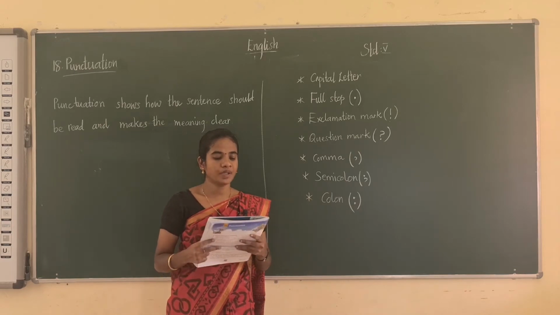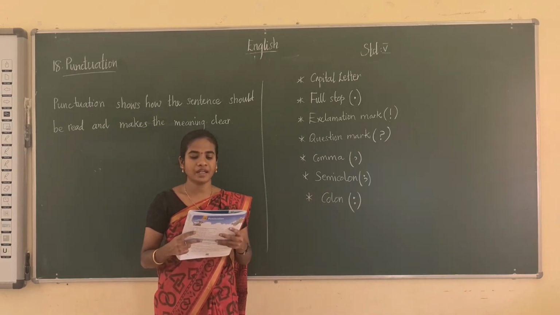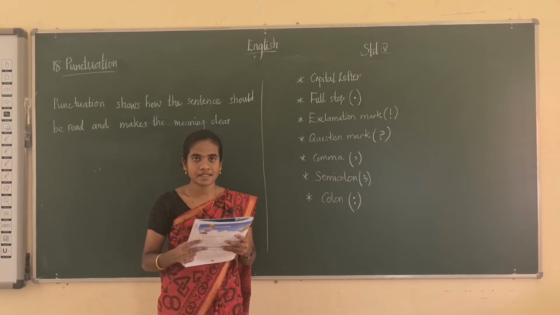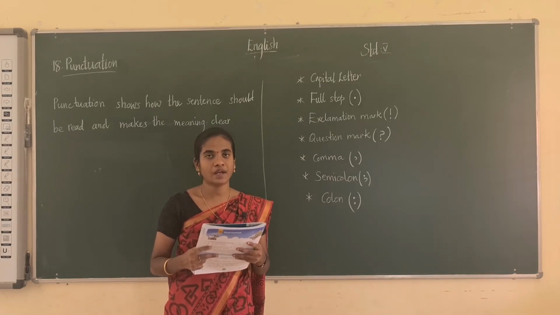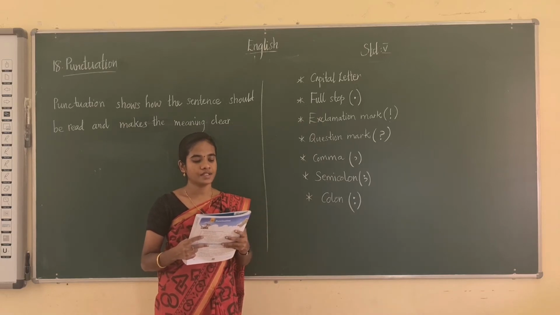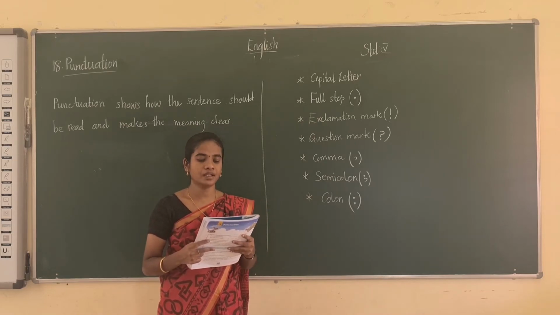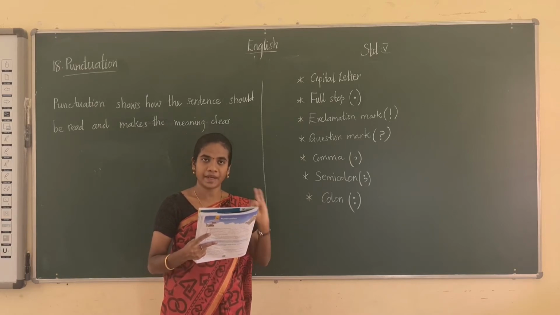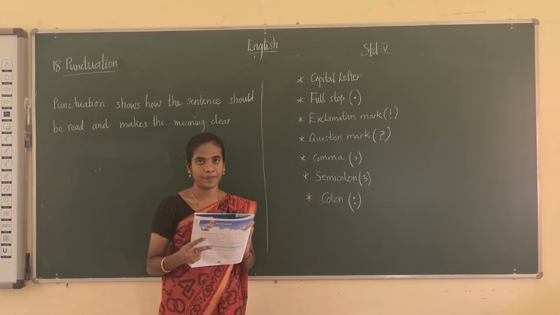Next one, to begin the names of the days of the week and months of the year. For these also you have to use the capital letter. For example, Father's Day is usually celebrated on the third Sunday of June. For the week, for the month, you have to use the capital letter.